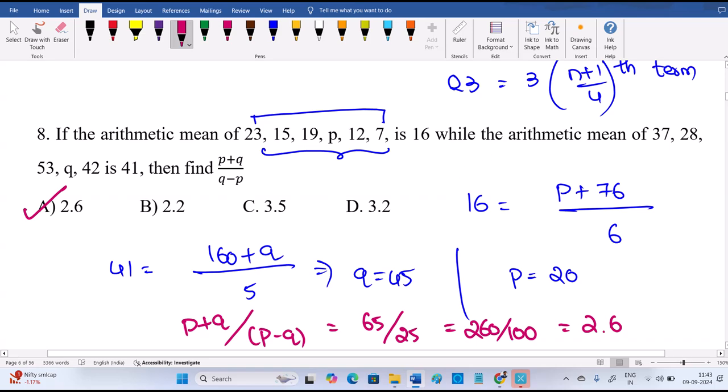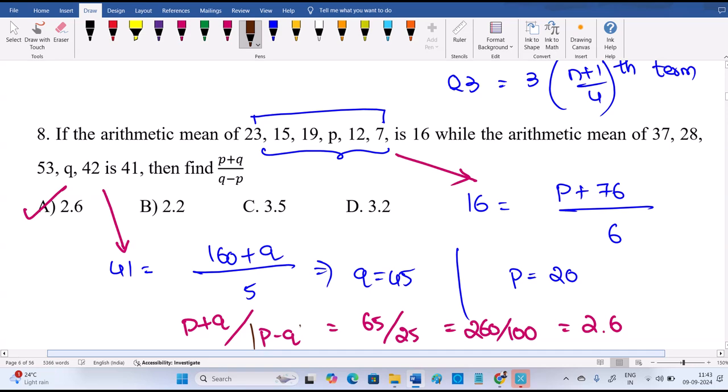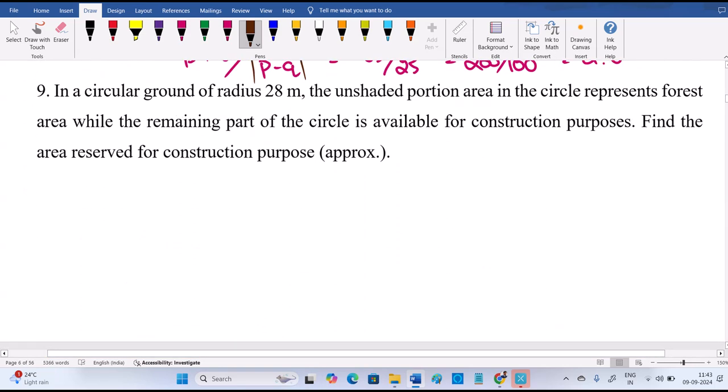See, arithmetic mean is given with P and Q unknowns. Your job is to calculate P value from this expression and from this data Q. Then they didn't stop with that. You need to calculate P plus Q upon Q minus P. Our denominator is modulus of Q minus P actually. I wrote P minus Q, or else I'll put modulus. Right. Let's see the next question.